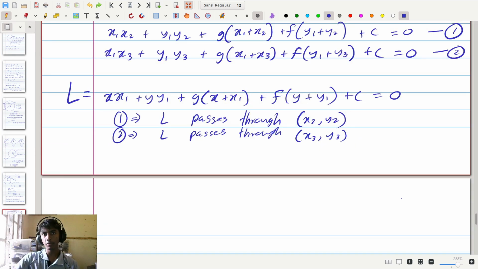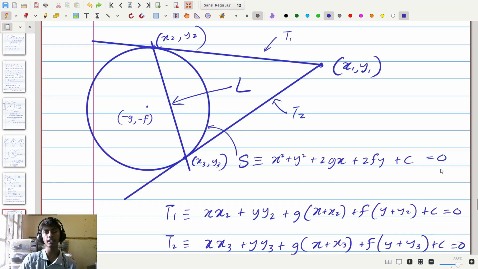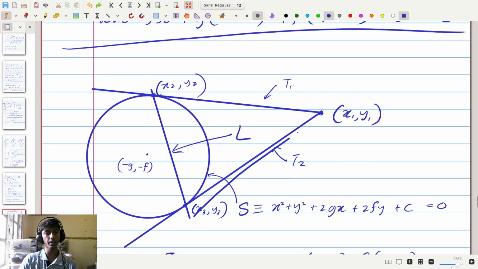At this point you may be wondering, alright, we found the line L, how does that help us in finding the equations of the tangents T1 and T2? It actually helps us a lot and almost gets us to the final answer, because now that we know the line L, we can find x2, y2 and x3, y3. How can we do that?